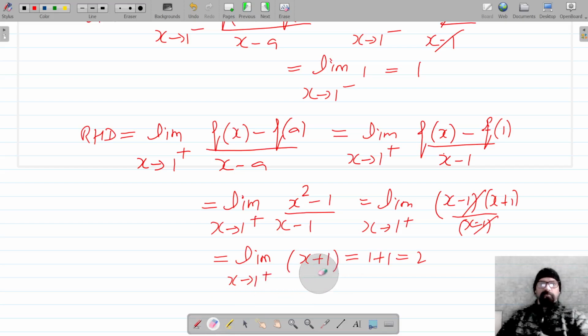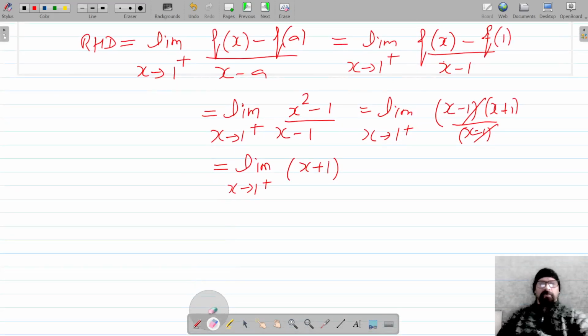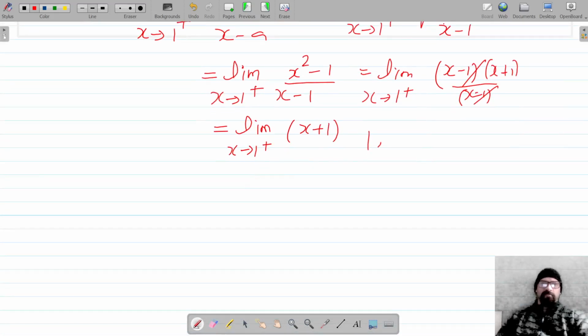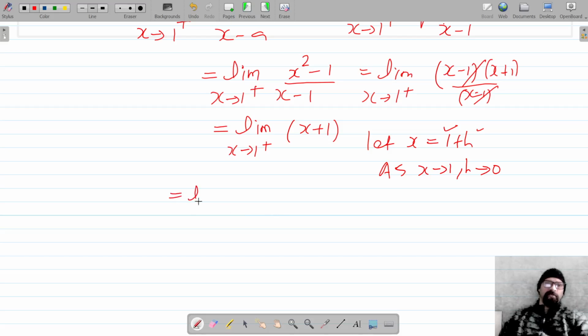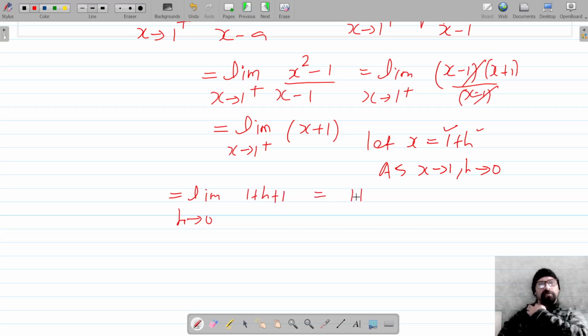We can also try this by taking the limit with h. Let's say x is equal to 1 plus a small value h. So as x tends to 1, h tends to 0, which gives the limit as h tends to 0. So x is 1 plus h, and now I can put the value of h as 0. So 1 plus 0 plus 1 gives me 2.